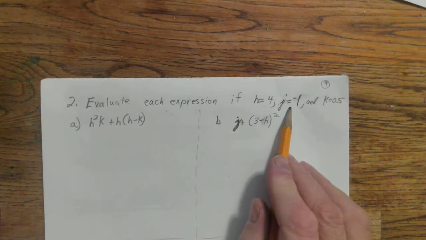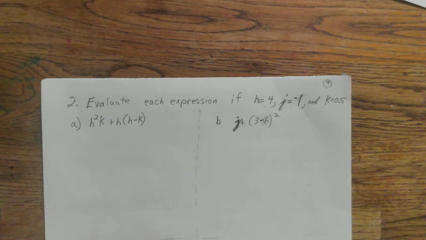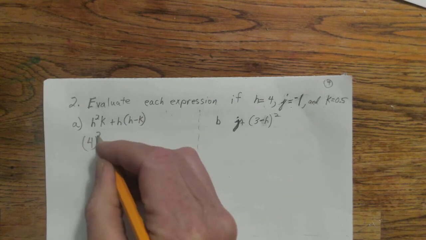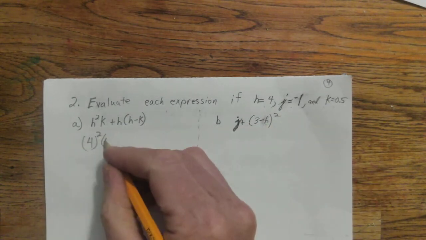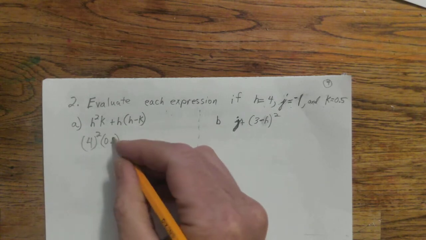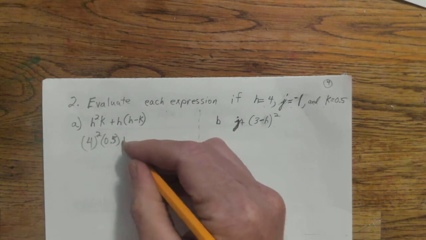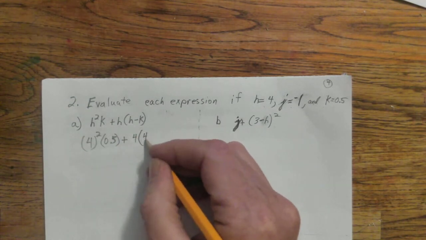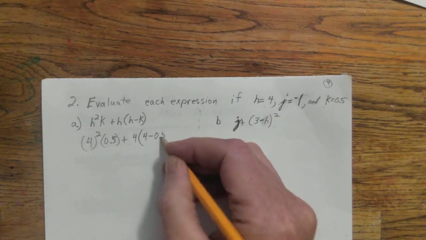H is 4, J is -1, and K is 0.5. So I'm going to put the 4 where the H is. So I got 4 squared. And then the K, I'm going to use parentheses here for the multiplying. And the parentheses are beside each other. We're going to multiply. H again is 4, and then 4 minus 0.5.